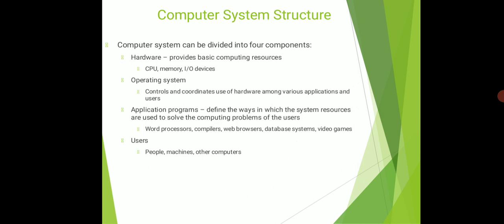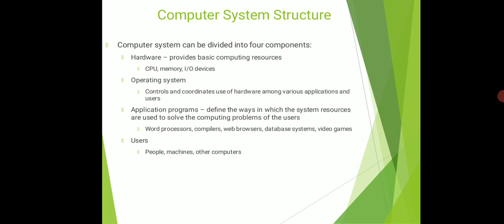Second one is operating system. It will control and coordinate the use of hardware among various applications and users. So very, very important, it will control all the things, it will coordinate all the things. It will control and coordinate hardware as well as applications in our system, as well as it controls our user also. So this is the main heart of our system. So it will control everything.